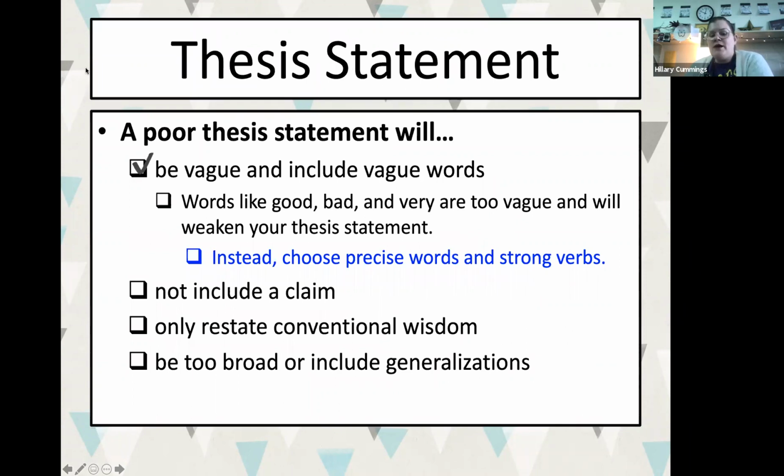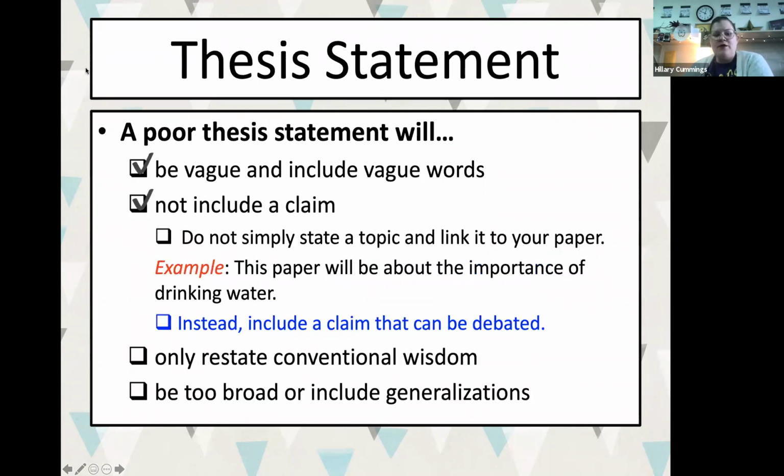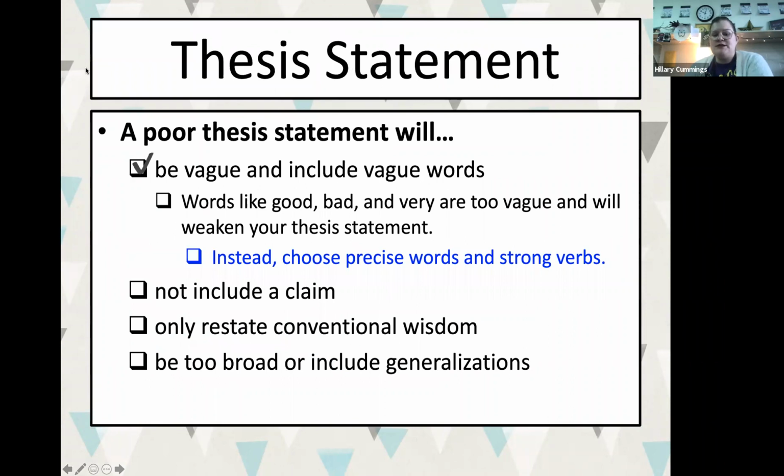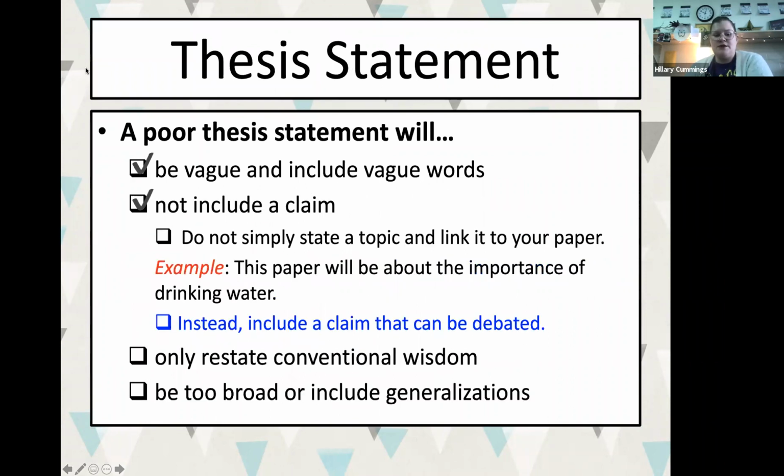So when we talk about being vague and using vague words like good or bad or very or really, they're going to weaken your thesis statement. Instead, I want you to include precise words and strong verbs. And then a bad thesis statement isn't going to include a claim. So don't just state a topic and link it to your paper. For example, "this paper will be about the importance of drinking water." Instead, include a claim that will be debated.